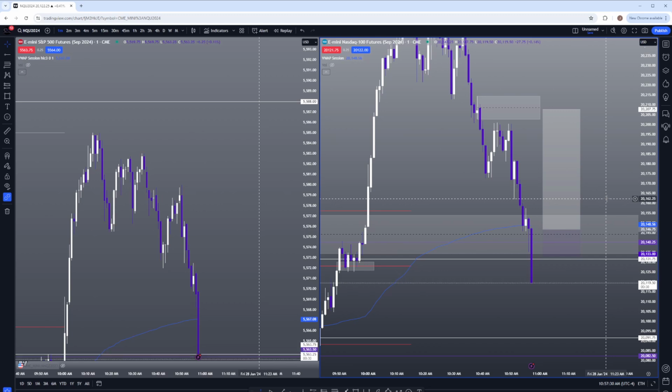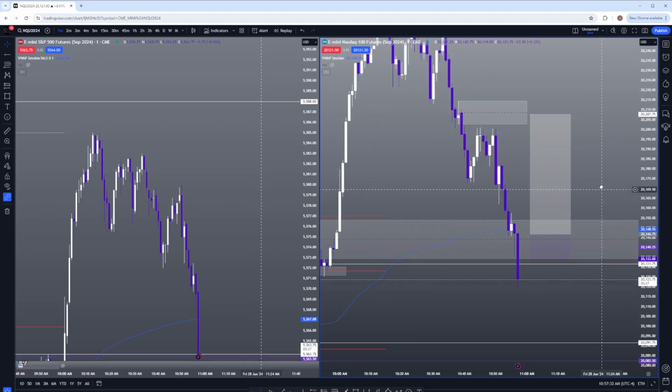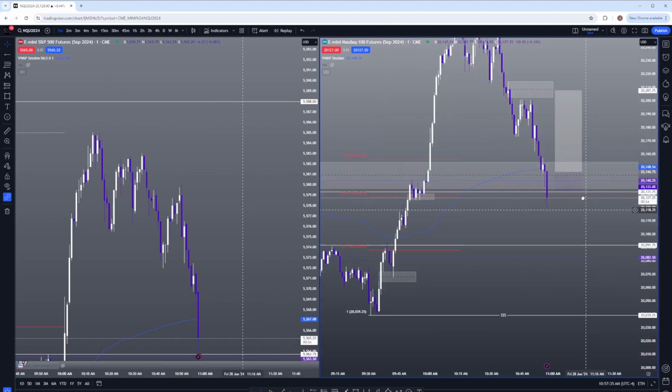And right now, we're still looking extremely bearish. So this is kind of an insane day so far. We might come down and rebalance this entire market.